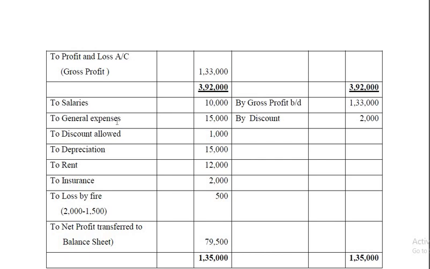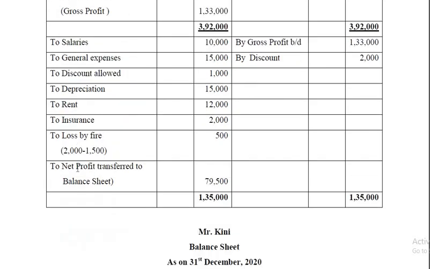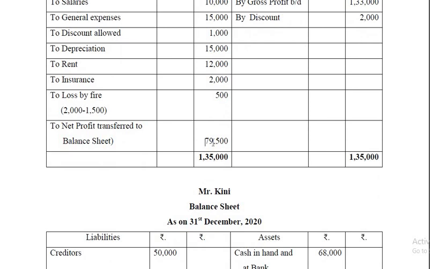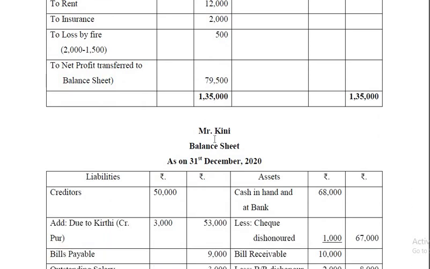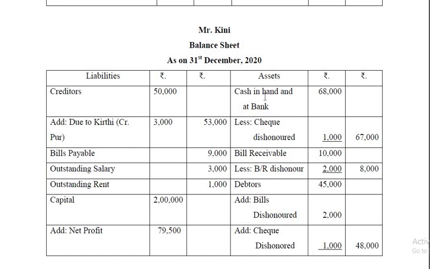Salaries debited, general expenses, discount allowed, debit balance, depreciation, rent means rent paid, insurance paid, loss of goods by fire, that is that part of goods destroyed which is irrecoverable from the insurance company, 2,000 minus 1,500. So if you balance the profit and loss account, you'll get balancing figure 79,500. Okay, this is to be transferred to or added to capital account on the liability side of the balance sheet. Actually here you have to write to capital within bracket net profit. Okay, once you understand, you can treat in any way you like.